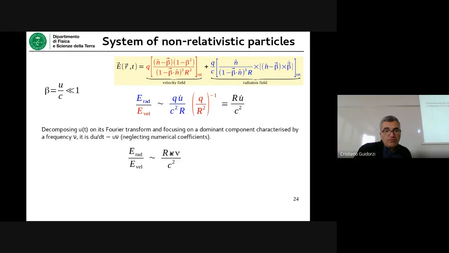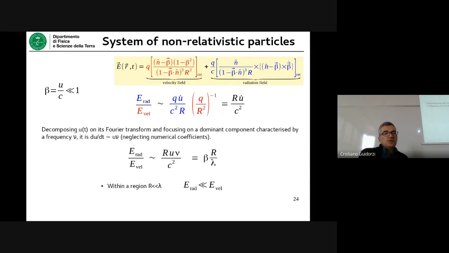I've got u over c, which is beta, and nu over c, which is 1 over lambda. So I can rewrite this: r is the same, u over c is beta, nu over c is 1 over lambda. This is useful. Why? Because now you have expressed the ratio between the two components, the ratio of the radiation field over the velocity field, apart from beta, as the ratio between two lengths. In particular, r is the distance at which you are evaluating the two fields, and lambda is the wavelength of the radiation. And so this gives us a scale.